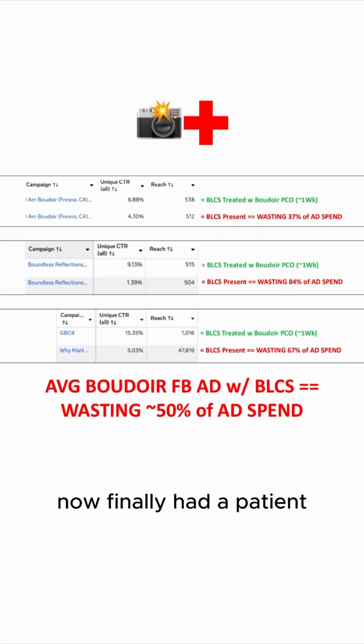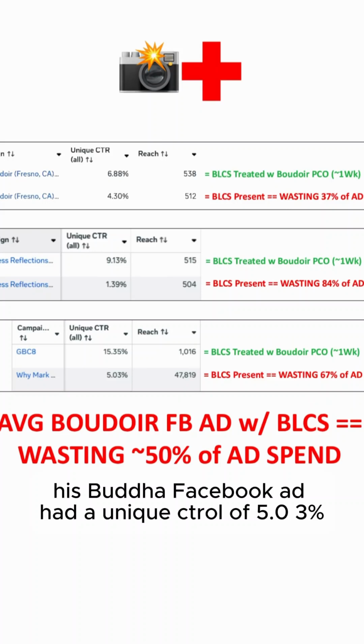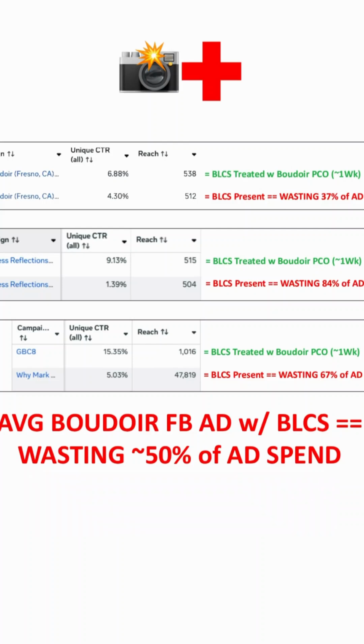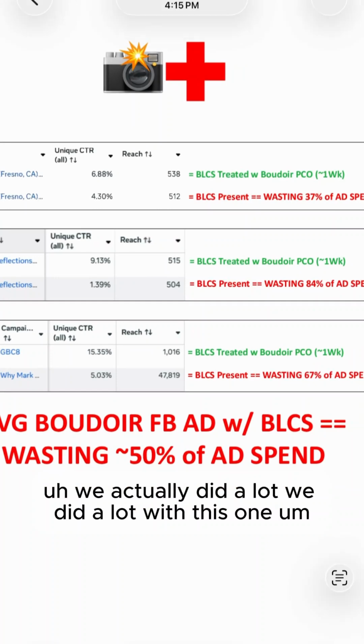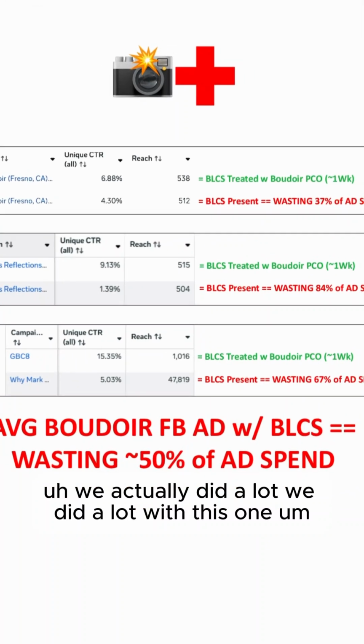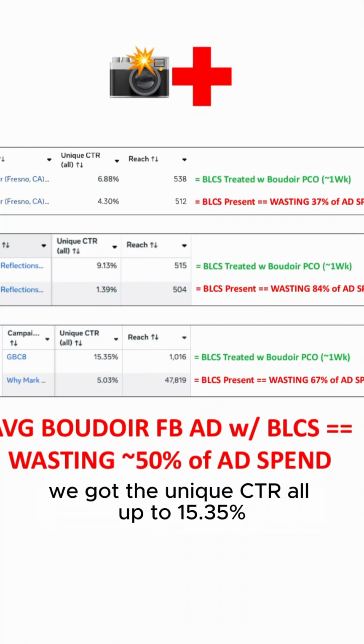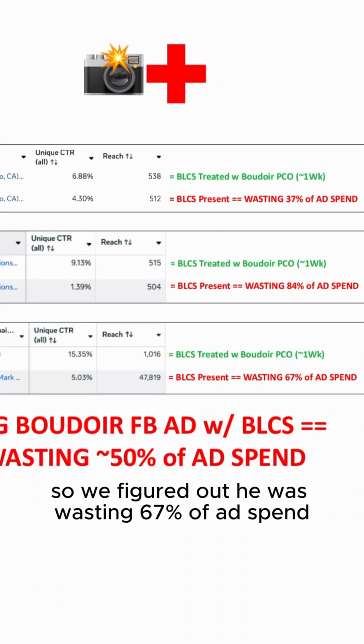Now, finally, had a patient, his Boudoir Facebook ad had a unique CTR all of 5.03%. So again, BLCS is present. Unique CTR all is under 6%. And we actually did a lot with this one. But we treated it with Boudoir Pico. Took about a week. We got the unique CTR all up to 15.35%. So we figured out he was wasting 67% of ad spend.